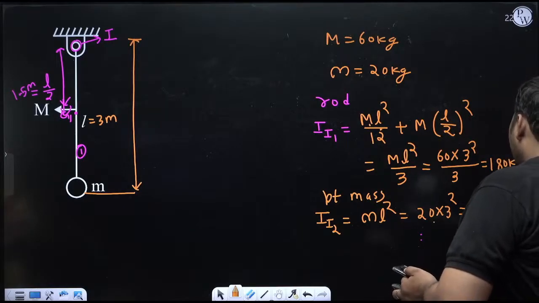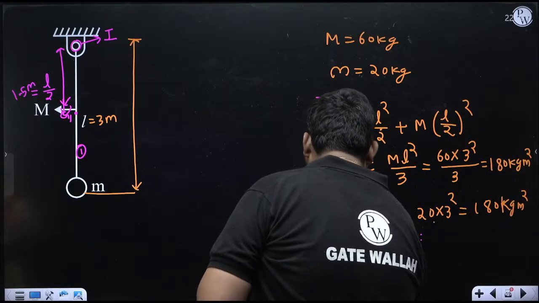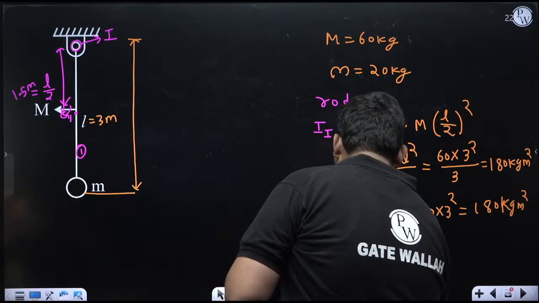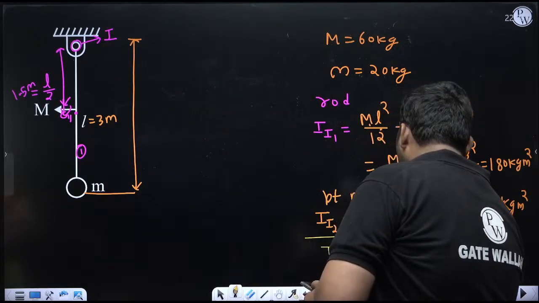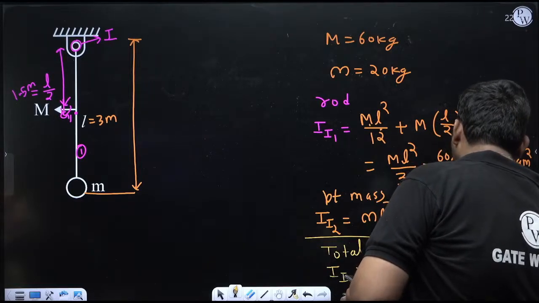So now we can calculate the total I about I, by combining the effect of inertia of the rod and the point mass. Okay, so total I about I will be I about I of the rod, which is 180, plus I about I of the point mass, which is again 180. So it is 360 kg meter square.